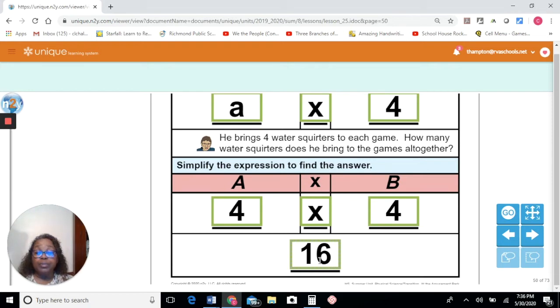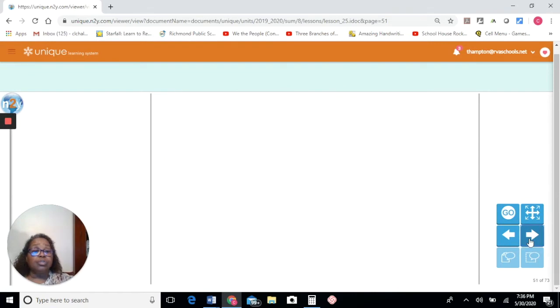When you're doing a multiplication problem or multiplication expression, you want to think about that box of crayons. If you can say how many boxes and how many in each box, that will let you know that you're doing a multiplication problem. Just a little something that we can use as a strategy. All right, so let's go to the next problem.